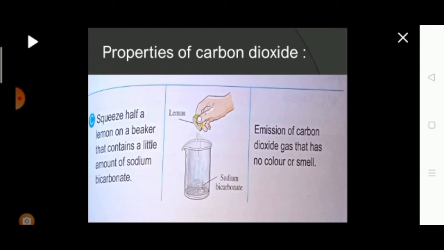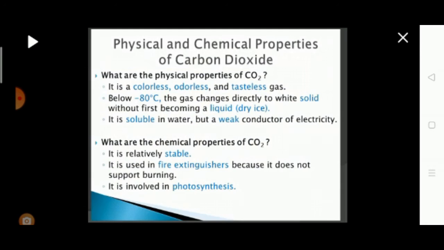So from these activities we can deduce the physical and chemical properties of carbon dioxide. It's a colorless, odorless and tasteless gas. Below minus 78 degrees, the gas changes directly to a white solid without first becoming a liquid, which is known as dry ice. Third one, it's soluble in water but a weak conductor of electricity. Chemical properties of carbon dioxide: it is relatively stable. Yes, as a first activity, it is used in fire extinguishers. Why? Because it doesn't support burning. Third one, it's involved in the photosynthesis process of plants.